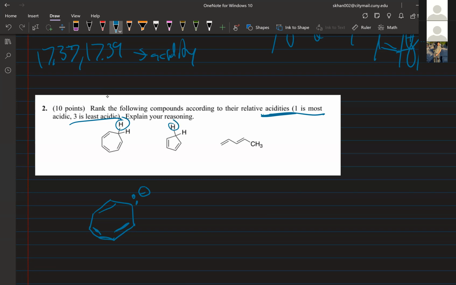In the second one, let's pick off a hydrogen. We have the cyclopentadienyl carbanion, so a negative charge there. And then the last one, we could just pick off one of the hydrogens, so this would be just a carbanion like this. Yeah, that should be it. Okay, so those are all the conjugate bases.